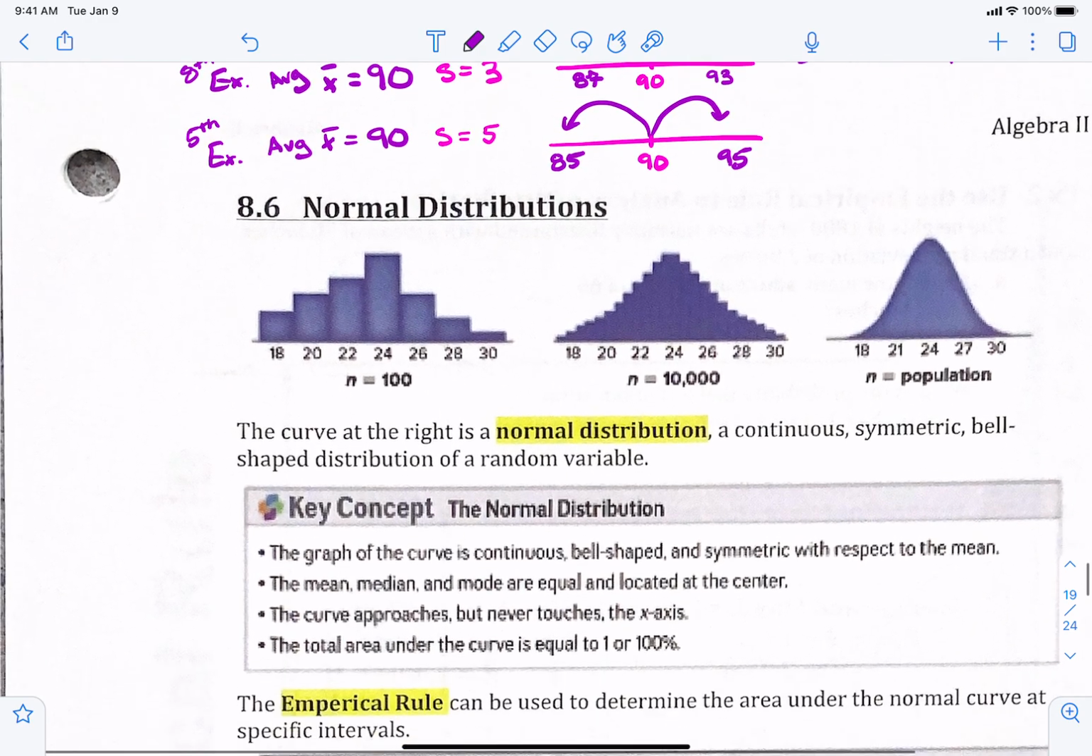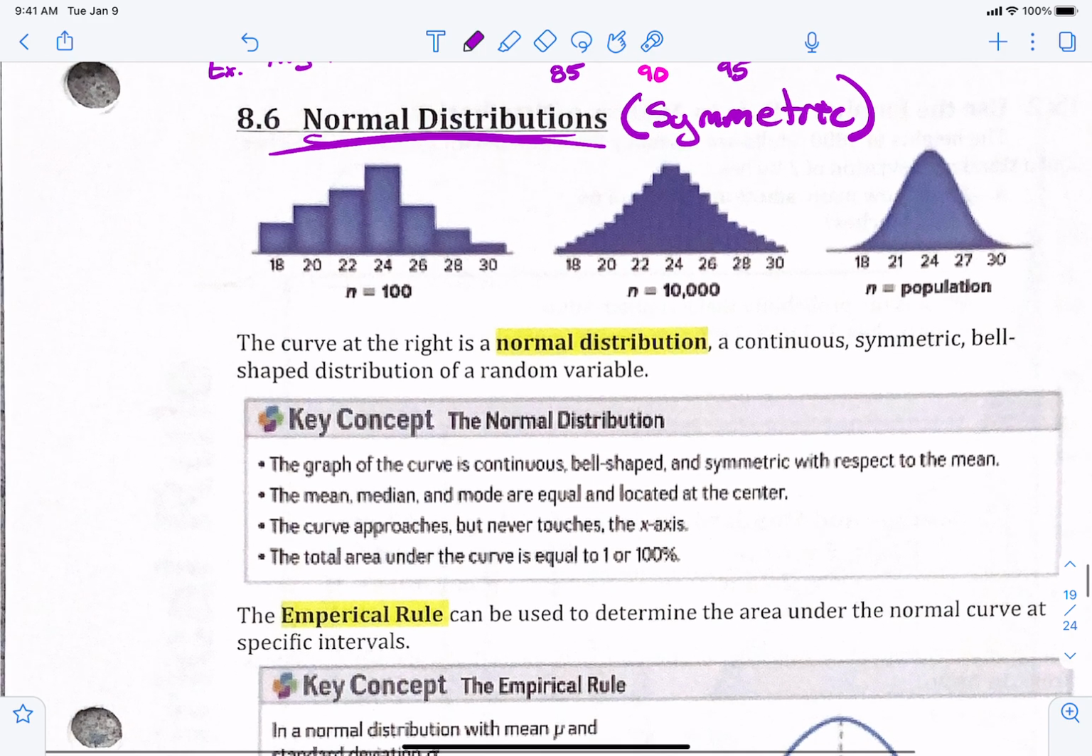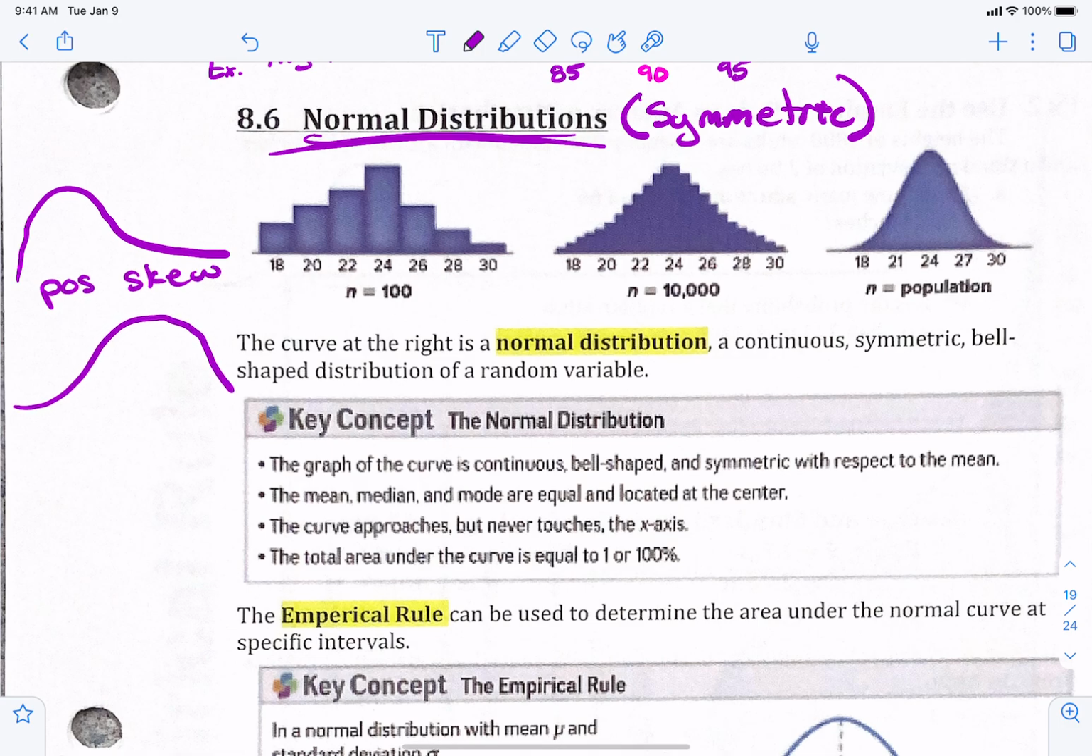Let's talk one more thing about normal distributions. Normal distributions are symmetric distributions. We had yesterday 3 different types of distributions. There was positively skewed, which actually looks like this. It's the opposite of what you think. This is a positively skewed. Negatively skewed data looks like this.